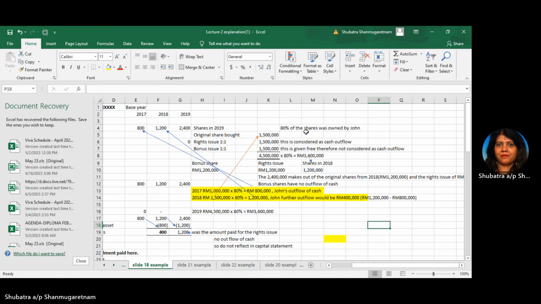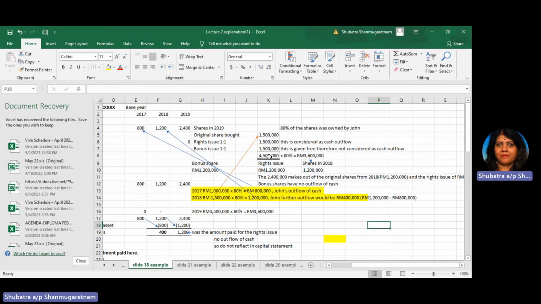All right. Now, rights issue, you have to buy the shares. It's not given to you. So anyone who takes up the rights issue will have a cash outflow because they're actually buying the shares. Whereas bonus shares is free shares given to you. All right, it's given free. Therefore, there is no cash outflow.